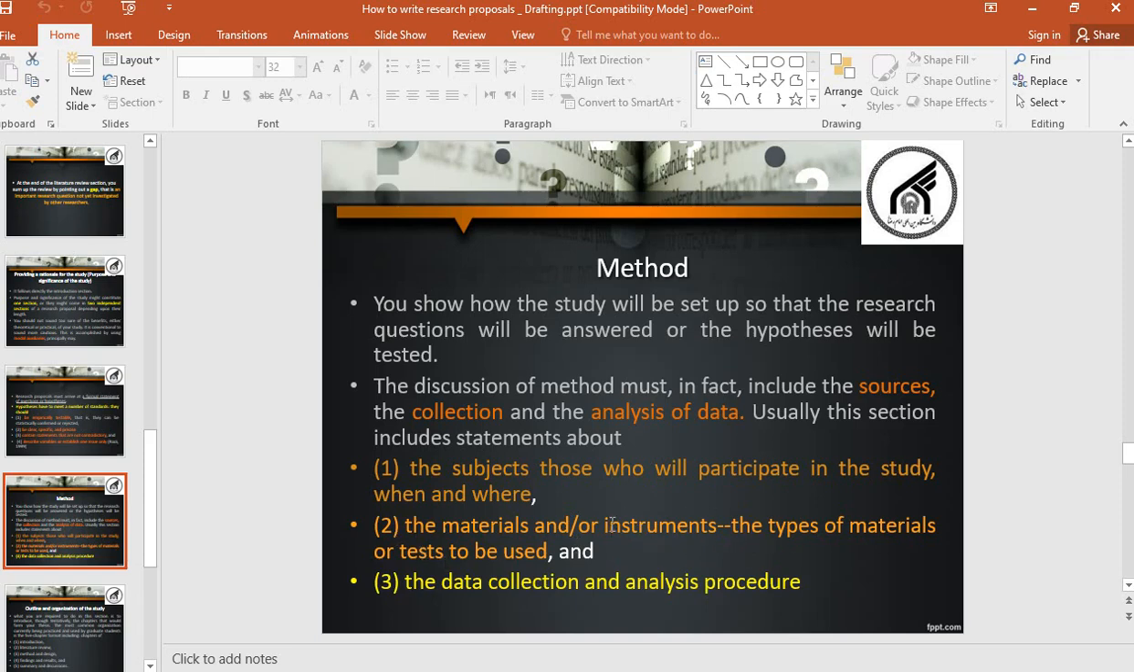In the instruments or instrumentation section, the researcher will talk about the types of tests or questionnaires that will be used for data collection. Or you may talk about the material you're going to work on. For example, the materials are textbook series. For example, you are going to analyze an English textbook series in your country. So you talk about those materials, present them, and give different specifications of those textbooks. And then the data collection and data analysis procedure.